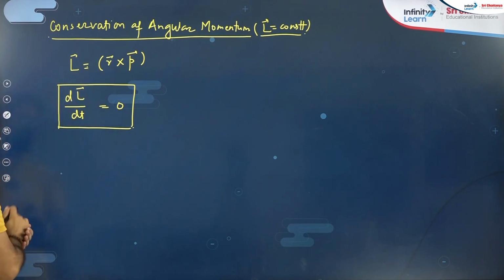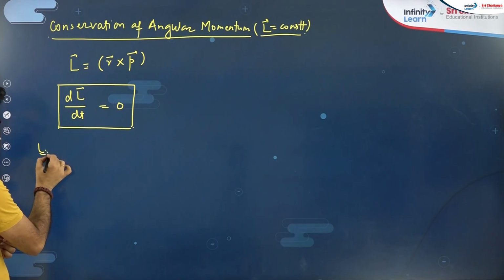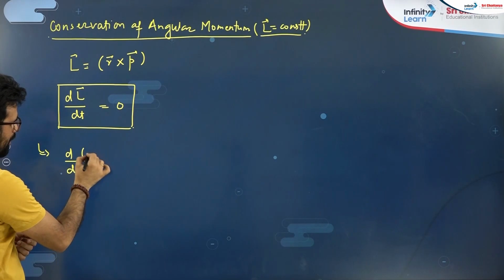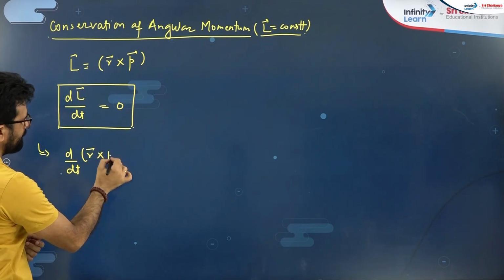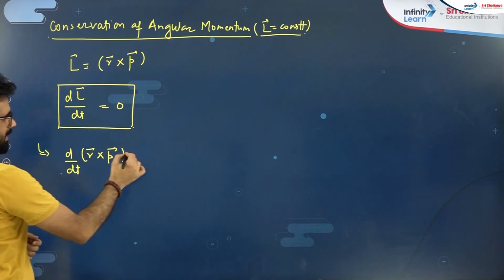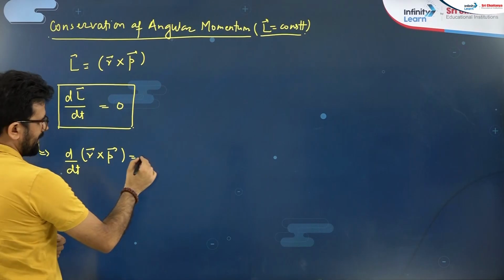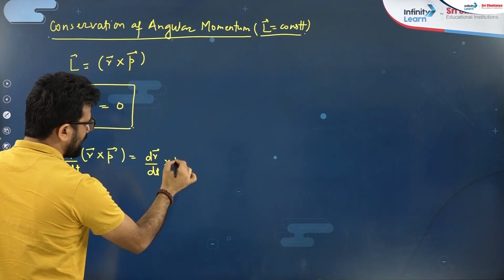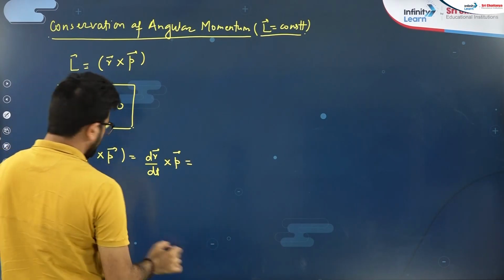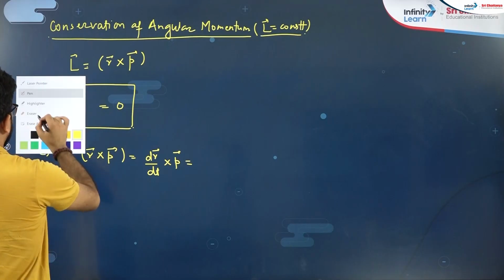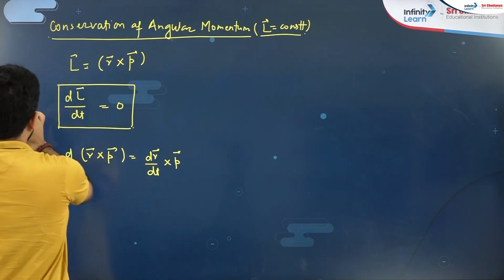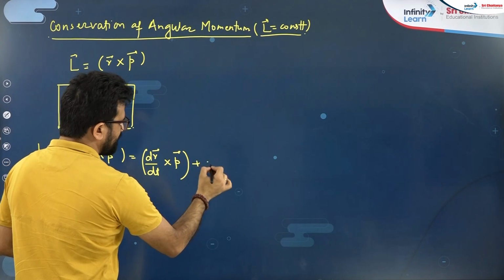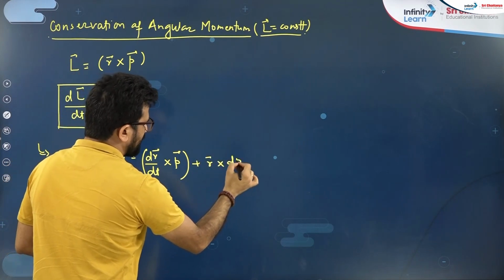If we put in the value, we will understand its basic part: d over dt of r cross p. When you open it, you will understand, the first term is dr over dt cross p, and the second term would be r cross dp over dt.